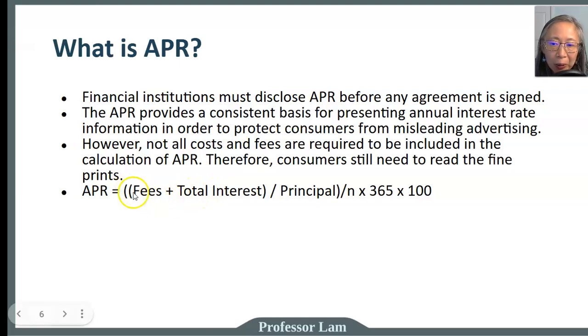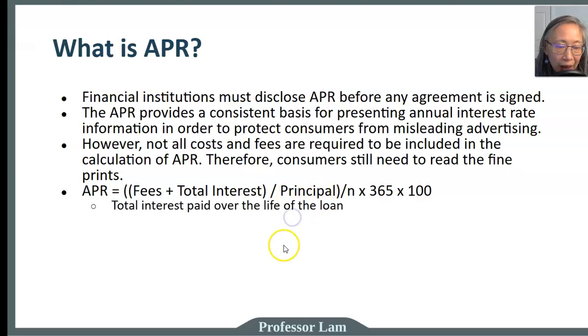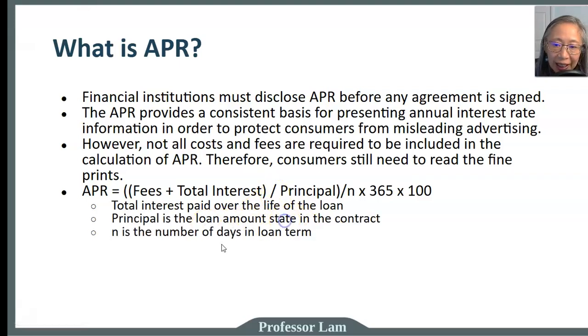The technical definition of APR is that you take all fees and interest into account divided by the principal amount. This is the amount that you borrow. So this is the total interest paid over the life of the loan. Principal is the loan amount, and N is the number of days in the loan term.